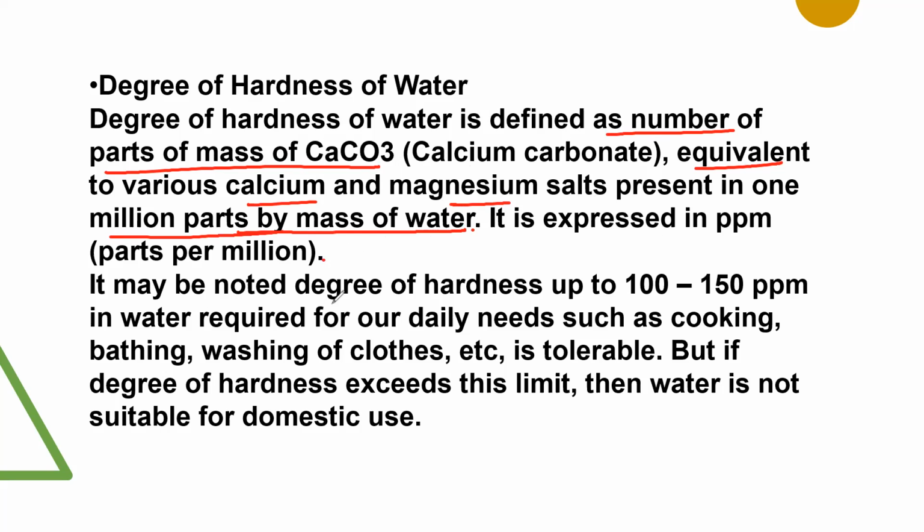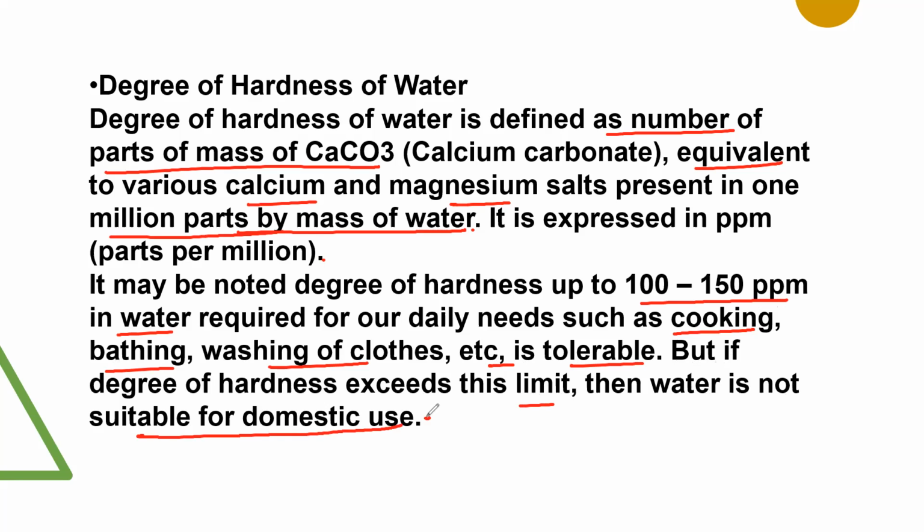It may be noted that degree of hardness of water up to 100 to 150 ppm in water required for daily needs such as cooking, bathing, washing of clothes, etc. is tolerable, and greater than this it is not tolerable. So if degree of hardness exceeds this limit, then water is not suitable for domestic use.